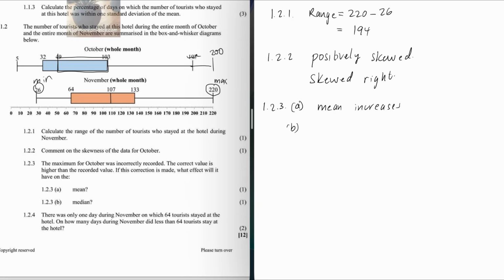Then B, how does it affect the median? Remember, the median is just the middle number. If all the numbers are staying the same and we're only changing the maximum at the end, it's not changing the middle number. We are simply doing a replacement. So the median will stay the same. The median remains the same.